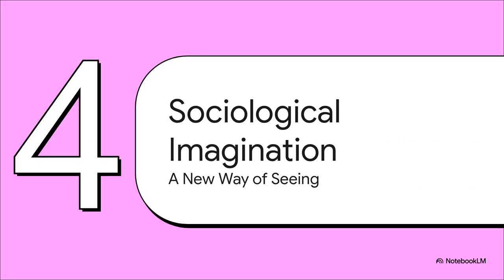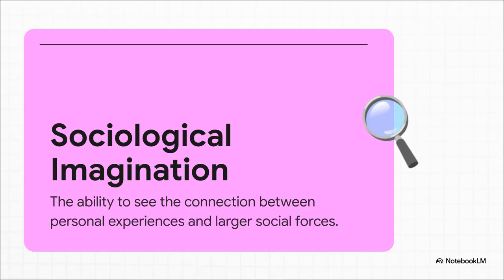So what's the big takeaway here? Well, once you understand these concepts, it's like you've been given a new pair of glasses. It's a powerful tool that lets you see your own world and your own life in a completely different light. And that tool has a name. It's called the sociological imagination. And all it really means is the ability to see the connection between your own personal experiences, your own life, and the larger social forces out there. It's about linking your individual story to the big, sweeping story of society and history.